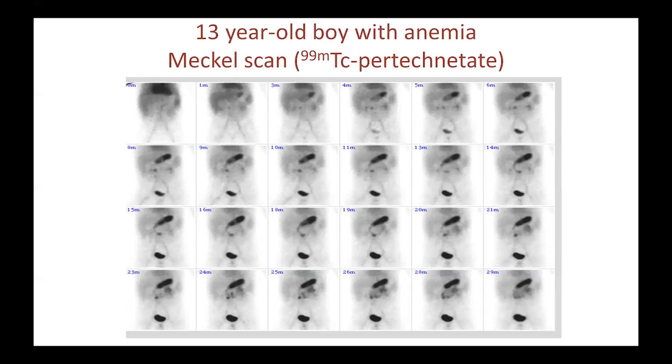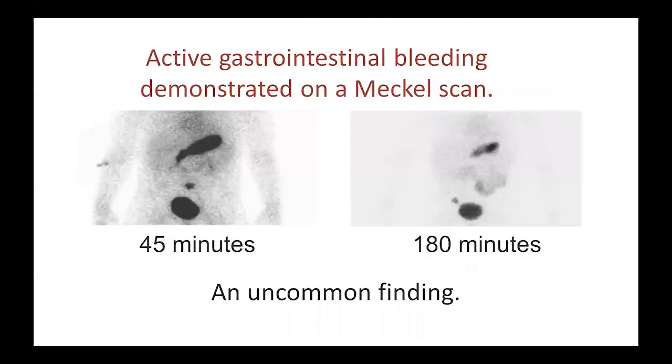In fact, this looks like a GI bleeding study. And this was a patient who had active gastrointestinal bleeding demonstrated during the Meckel scan. This is an uncommon finding, but important to recognize as it's important for the clinicians to know that there's active GI blood loss at the time of the study.